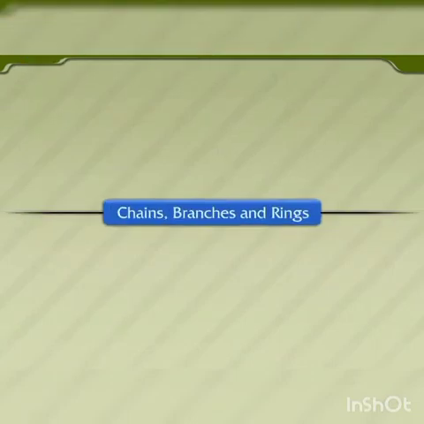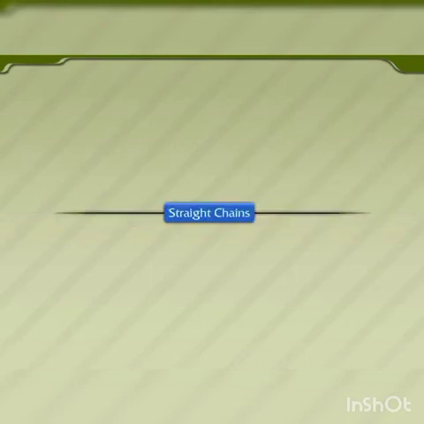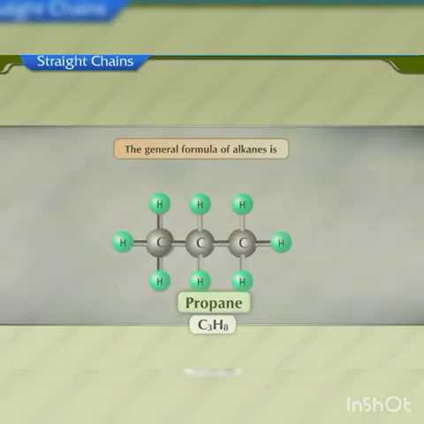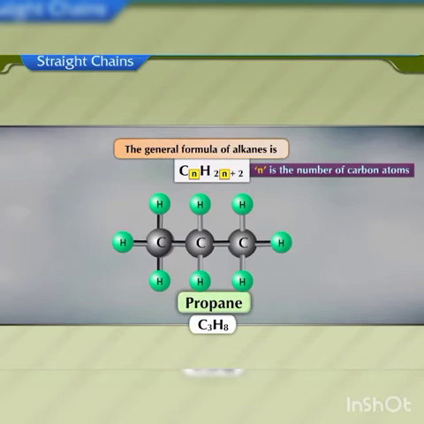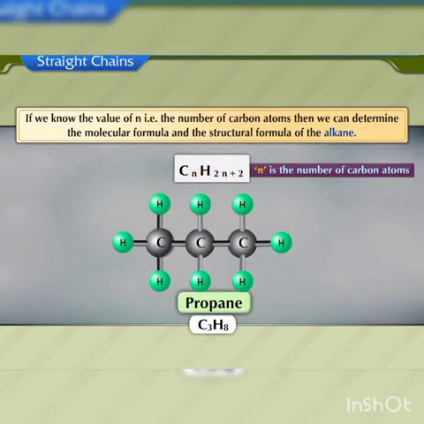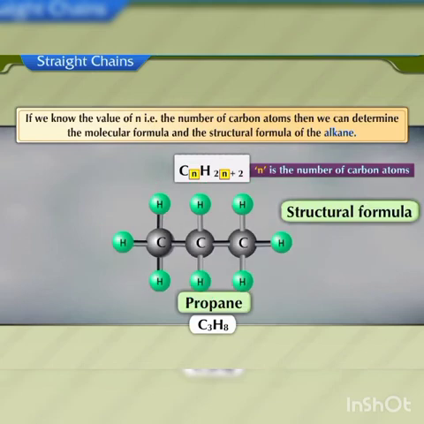Chains, branches and rings. Straight chains. The general formula of alkanes is CnH2n+2, where n is the number of carbon atoms. If we know the value of n, that is the number of carbon atoms, then we can determine the molecular formula and the structural formula of the alkane.